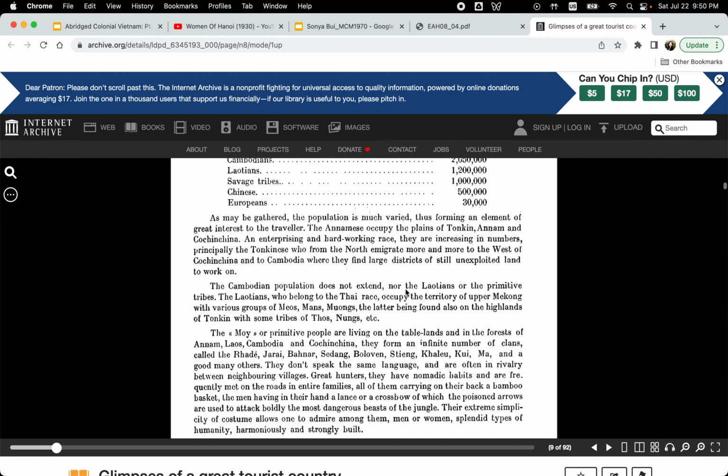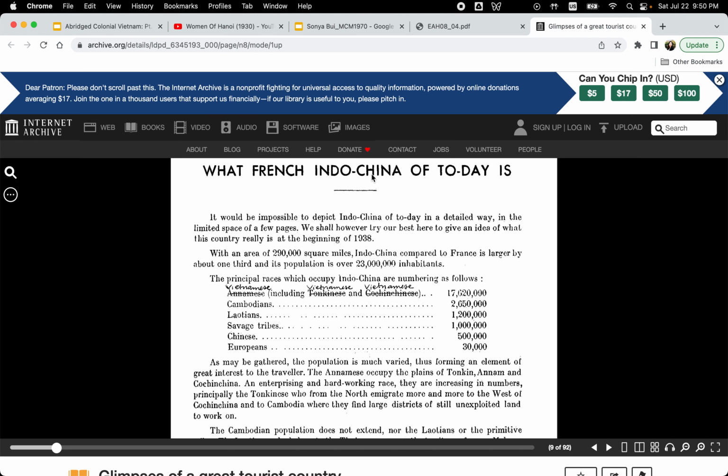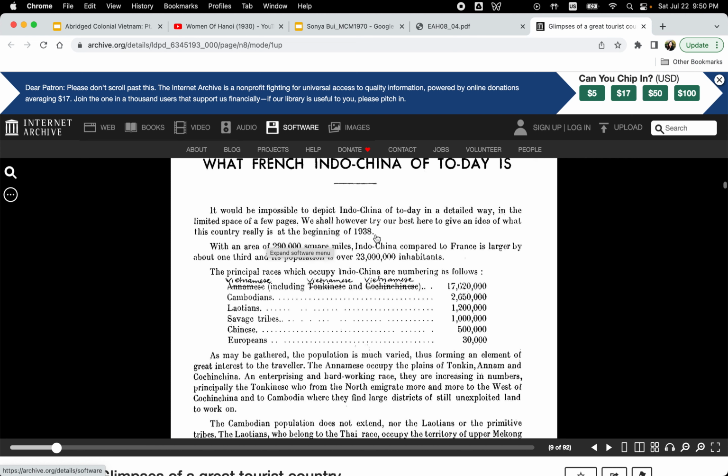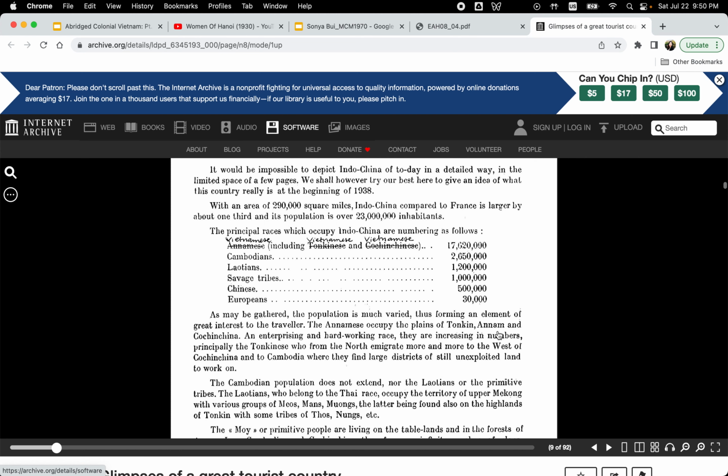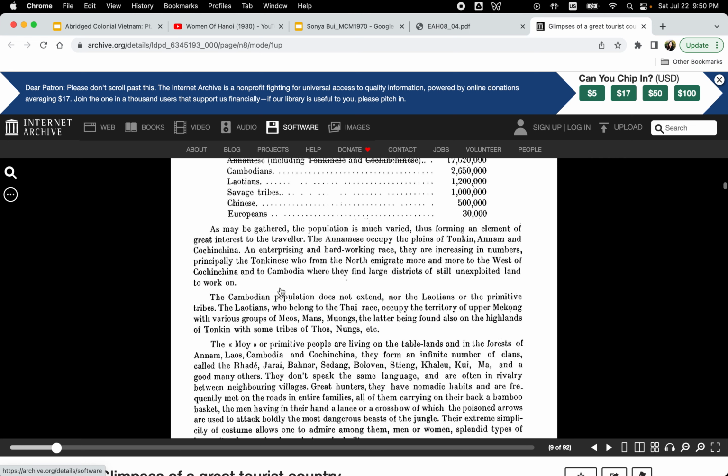And if you were to compare these tourist writings to, maybe, Nhất Linh's journey of going to France, it's really interesting. So here it begins: it would be impossible to depict Indochina today in a detailed way, and the limited spaces will give you an idea. So here's the population, and it gives a little bit of background, but then there are very simplistic caricatures and problematic ways of representing culture and identity through a touristic lens.